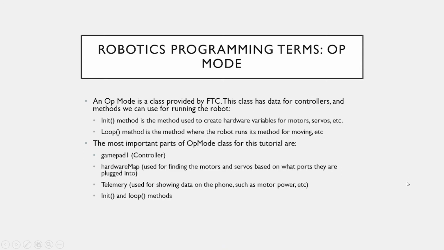An op mode is a class provided by FTC. This class has data for controllers and methods we can use for running the robot. The init method is used to initialize all the hardware. You're essentially just mapping out where everything is on the robot. The loop method constantly checks during the teleop which joystick buttons are being pressed so it can apply the robot movement. The most important parts of the op mode class for the tutorial are gamepad 1, hardware map to initialize your hardware, telemetry used to show data to the phones, and the init and loop methods.